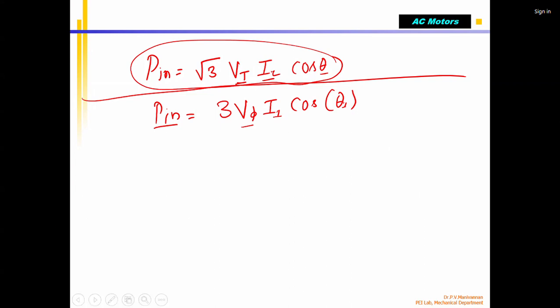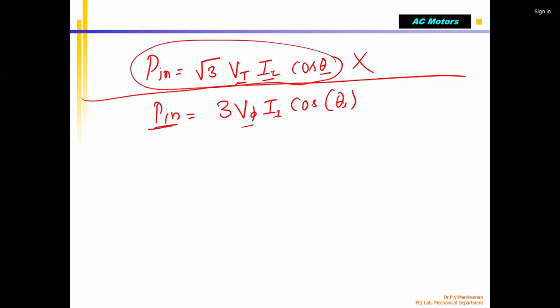Sorry to interrupt, sir. Can you please explain the difference between theta and theta 1? Yeah, theta is the phase angle between the terminal voltage and terminal current. And theta 1 is about the stator phase current with respect to the phase voltage. These values will be given in the problem: theta 1 or phi 1, V_T and I_L, or V_phase and I_1 will be given. Then automatically you can calculate. Right now, for the problem, you can forget about this. We will use this formula for continuing further.